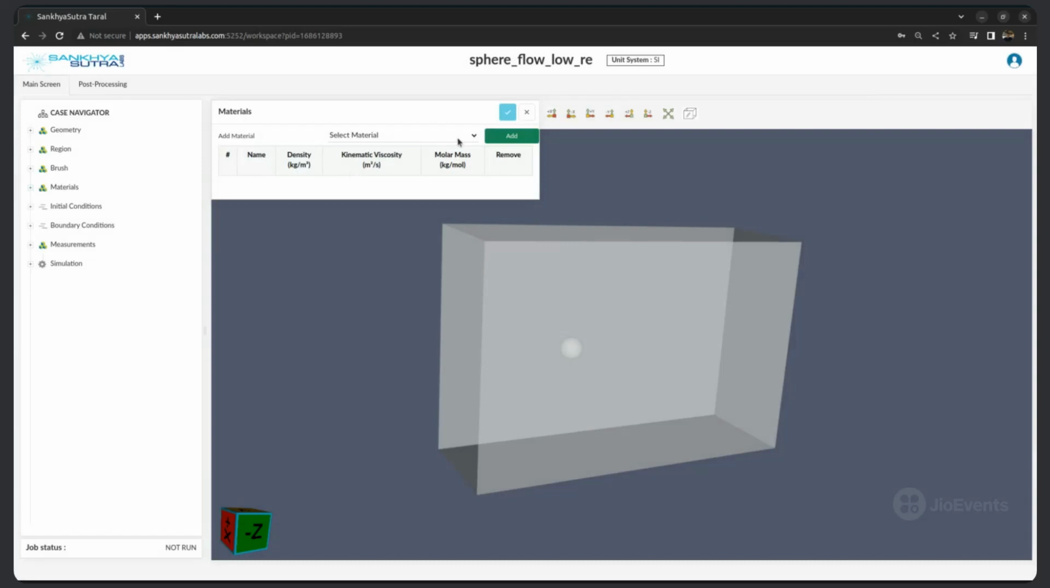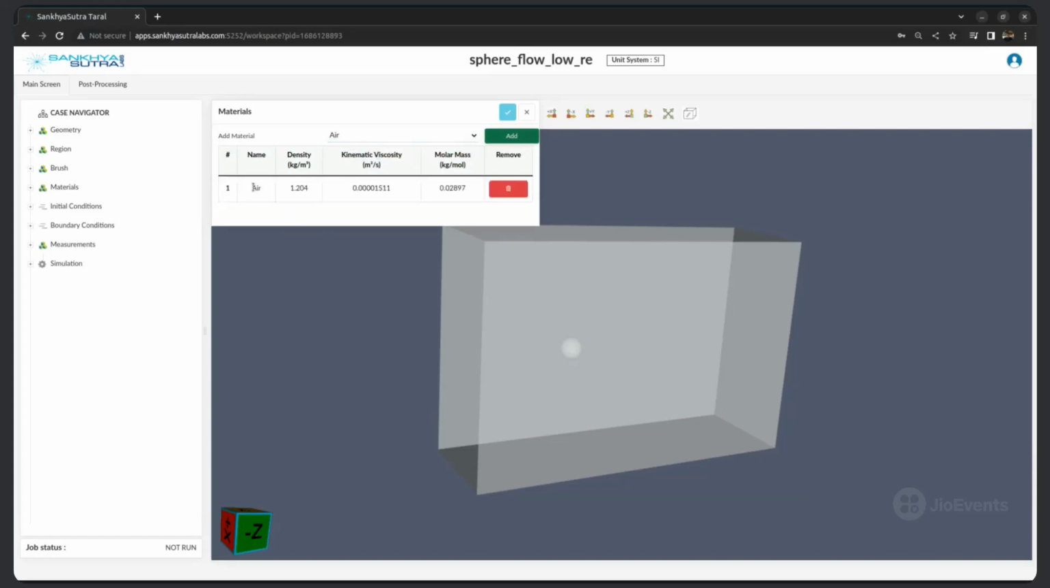So the next logical thing to do is set up or indicate to the solver what the material properties are that you want to use for your simulation. So by default, we have two materials, air and water. So if you click on that plus mark next to materials, this pop-up window opens and you can select the default material that you want to add. You click add and then your library gets populated with that material.